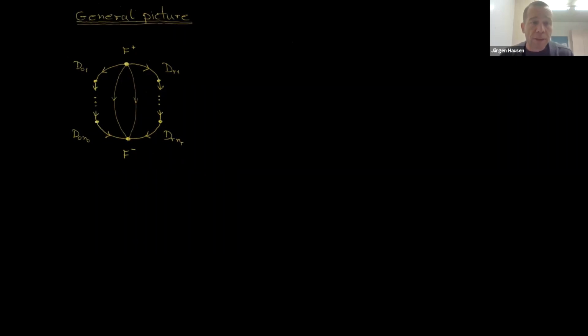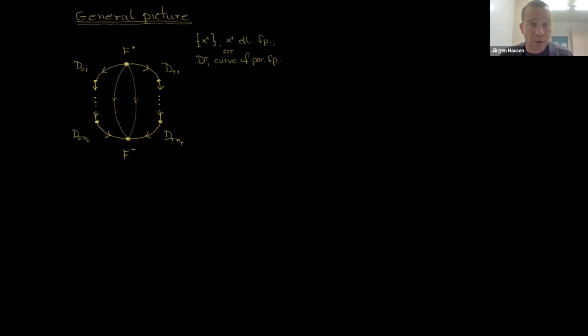F plus is our source. This can be a single elliptic fixed point, or it can be a curve of parabolic fixed points. And then on the bottom, we have the sink. The general orbit connects source and sink and has trivial isotropy group.